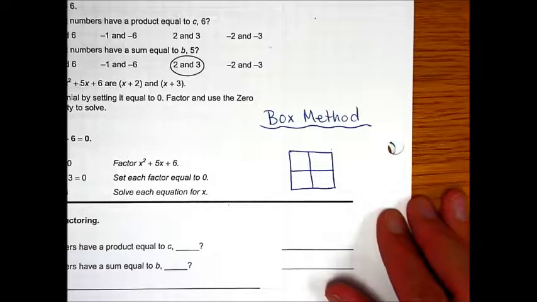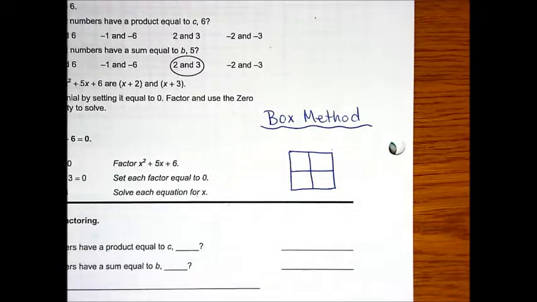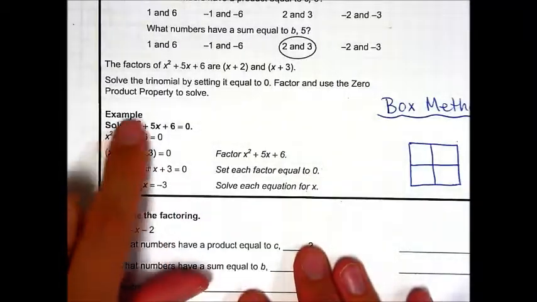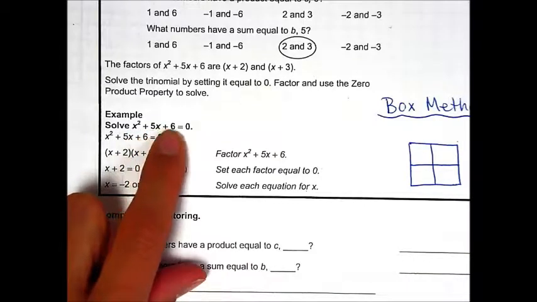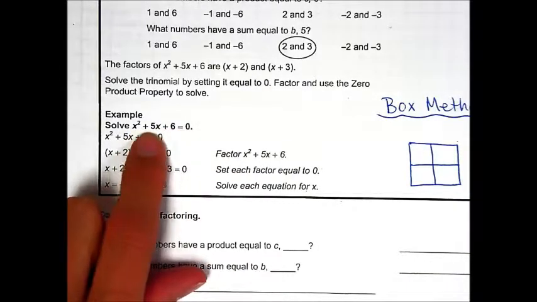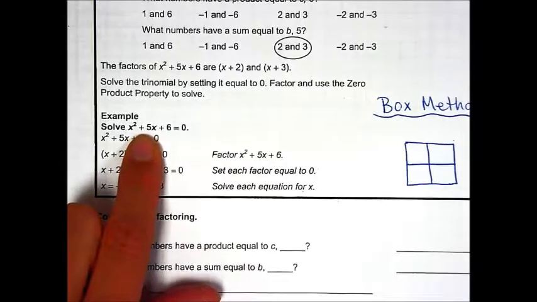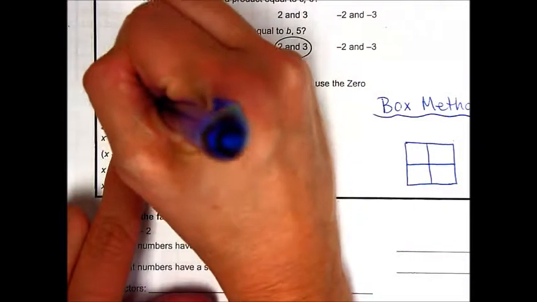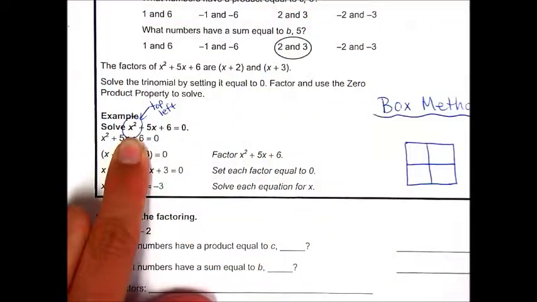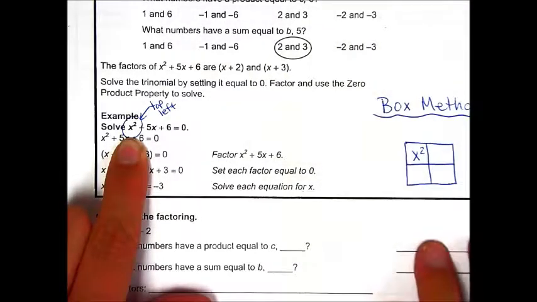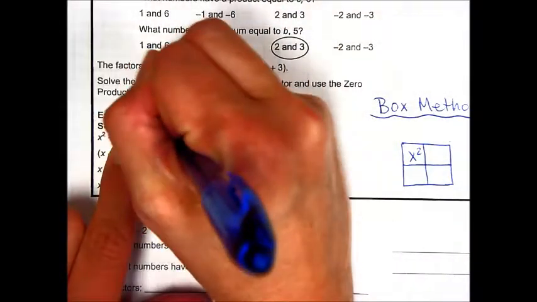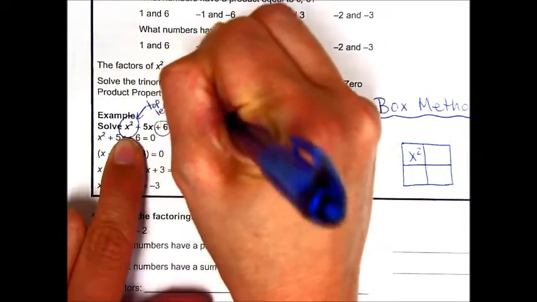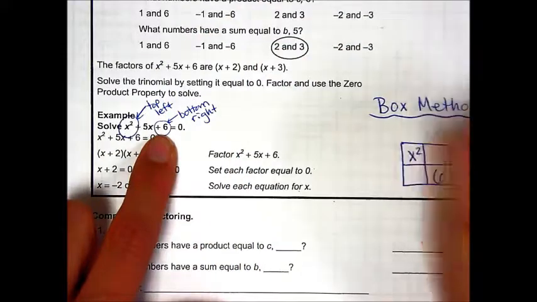And what you will do every time that you want to use the box is you will look at your problem and say, hey, this problem is x squared plus 5x plus 6 equals 0, and they want me to factor this. Every time, you will put the x squared term, this a term, in the top left corner of the box. So you will put x squared in the top left corner. You will put your c in the bottom right. So that's 6 right there. We'll go in the bottom right.